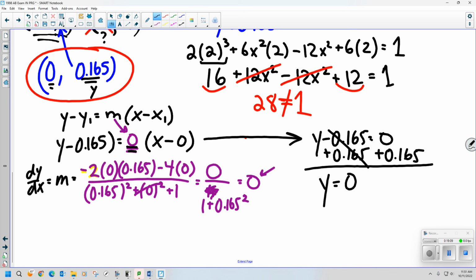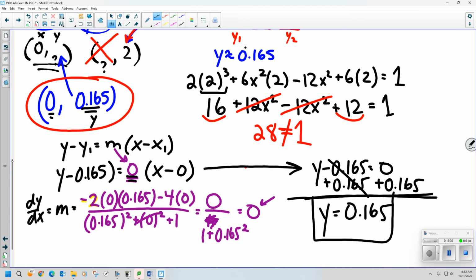Y equals 0.165. It should be a horizontal line where y equals a number, because they want the equation of a horizontal tangent line. There it is. Wow. It's a lot of work, and we are only through A and B. We still need to do C.